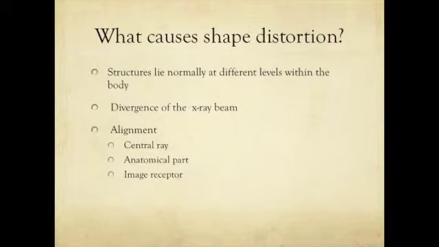There are a few things that can cause shape distortion: structures lying at different levels within the body, divergence of the X-ray beam, and alignment. Alignment can be off with the central ray, anatomical part, or image receptor. When the central ray is not perpendicular, this results in some shape distortion. The further off the central ray, the greater the distortion. The anatomical part must be positioned perpendicular to the central ray and parallel to the image receptor. If the image receptor is not parallel to the object, or if the central ray is not centered to the part, this will cause shape distortion.